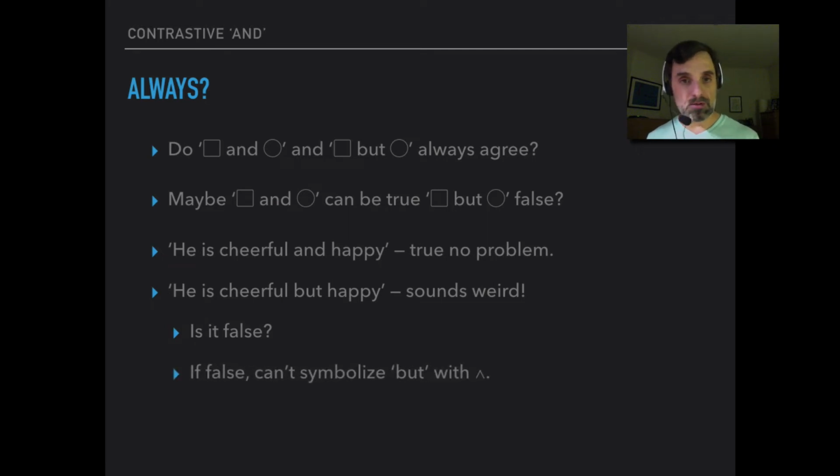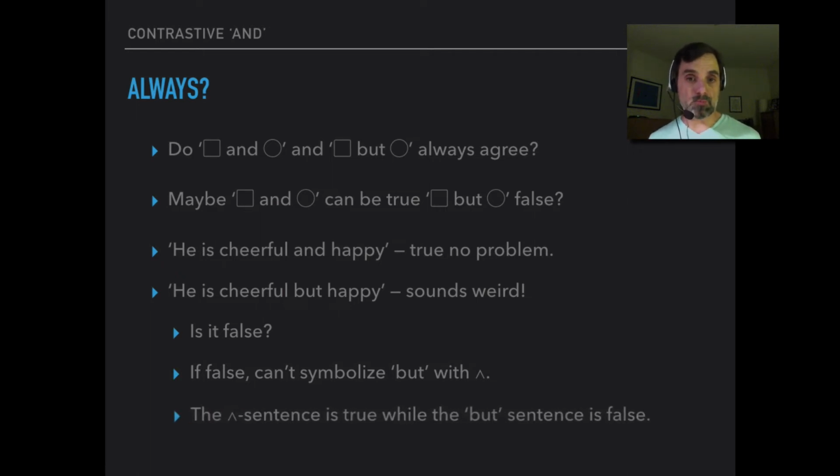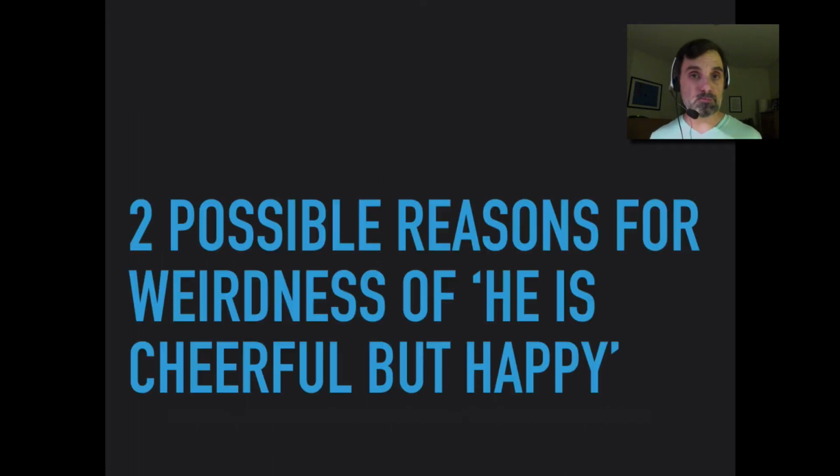If that sentence is false, then we can't symbolize "but" with "and." And so that could be a problem. In that case, the "and" sentence is true, but the "but" sentence is false, and our symbolizations should always have the same truth values as the sentences they are symbolizations of. So we have a potential problem.